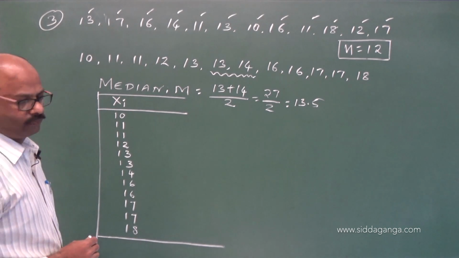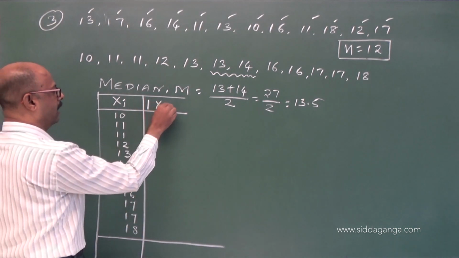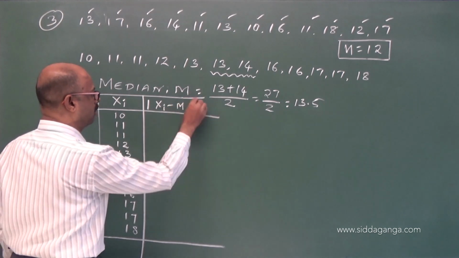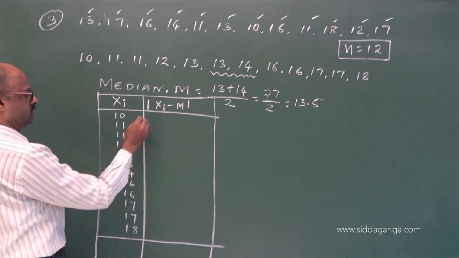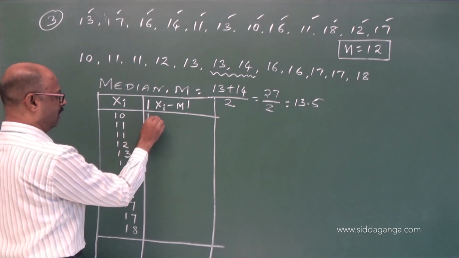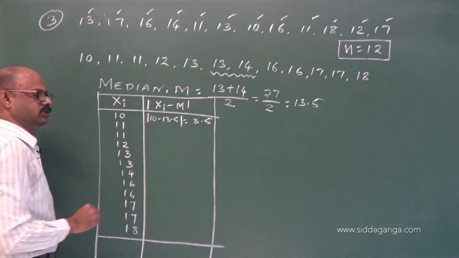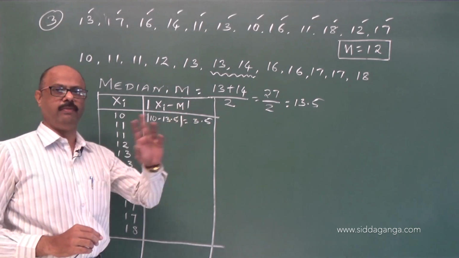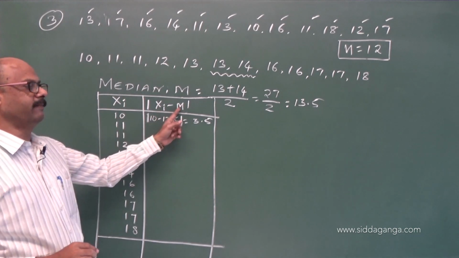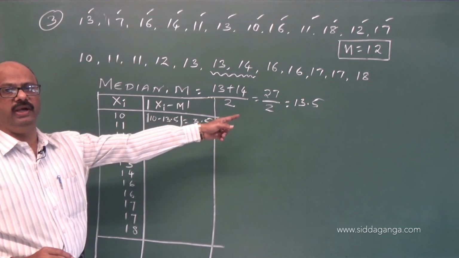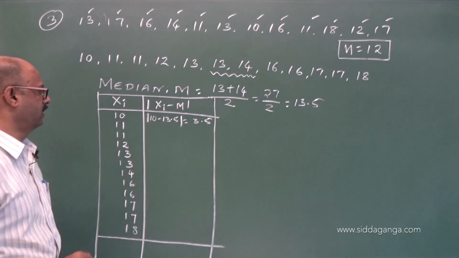After finding xi, we'll find the modulus of xi minus M. So modulus of xi minus M is, for the first one, modulus of 10 minus 13.5, you will get 3.5. It is always a positive number. Either we call it absolute value or modulus value, it is always positive. You subtract from the median. Capital M stands for median. Median is 13.5 and here xi is 10, so 10 minus 13.5 gives 3.5.